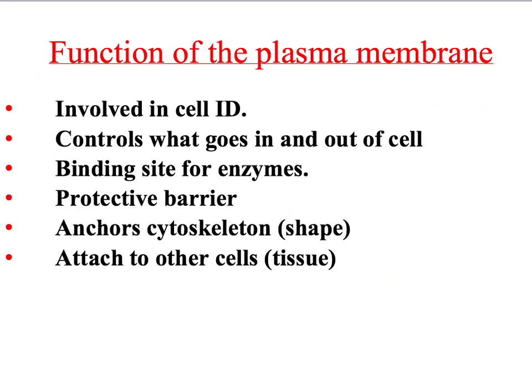The main function of the plasma membrane is to control what goes in and out of the cell. However, it is also involved in cell-to-cell recognition. It is a protective barrier. It helps the cell keep its shape, and it also attaches to other cells to create tissue. In addition, it is the binding site for enzymes.